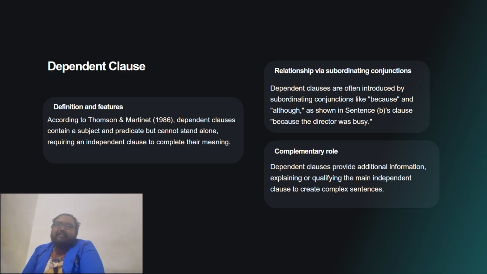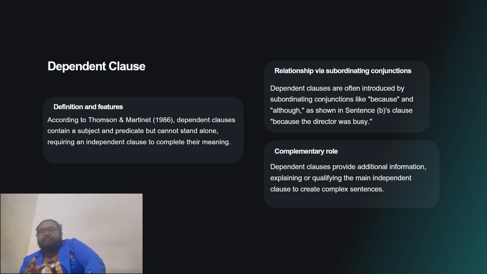Dependent clause definition and features. According to Thompson and Martinet, 1986, dependent clauses contain a subject and predicate but cannot stand alone, requiring an independent clause to complete their meaning. The relationship via subordinating conjunction: dependent clauses are often introduced by subordinating conjunctions like "because" and "although," as shown in sentence B, the clause "because the director was busy."